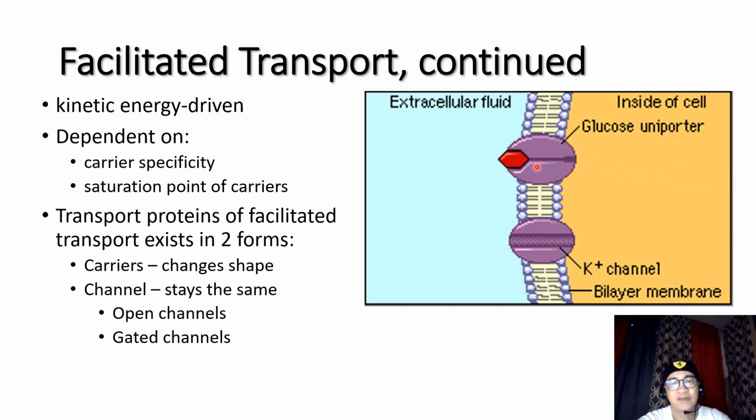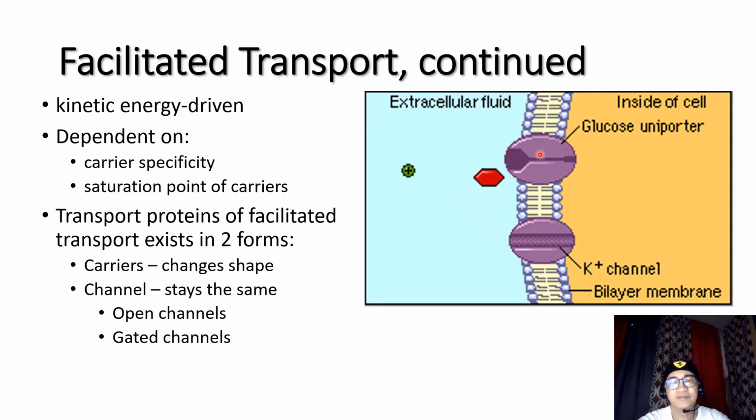When the solute shape matches that of the entry point or the binding site of the carrier or channel, it successfully moves through the membrane, like here. But if the solute does not match the entry point or the binding site of the carrier or the channel, it will never successfully come across the membrane.